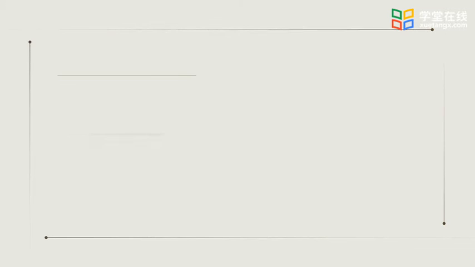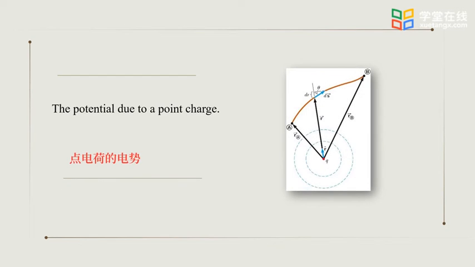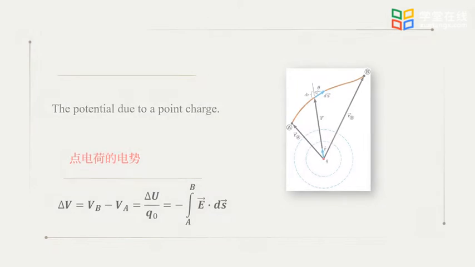In this lecture, I'll show you how to determine the electric potential. First, let's see the easy one, the potential due to a point charge Q as shown in the figure. According to this equation, if the electric field in space is known, we could calculate the potential difference between any 2 points A and B.